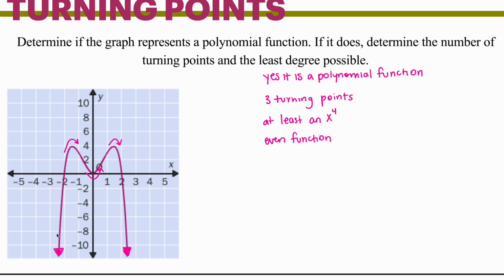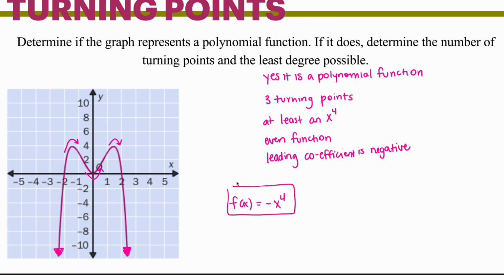And now, because the left-hand side and the right-hand side are heading down, we know that the leading coefficient is negative. So we know that a possibility is a negative x to the 4th as a leading coefficient.